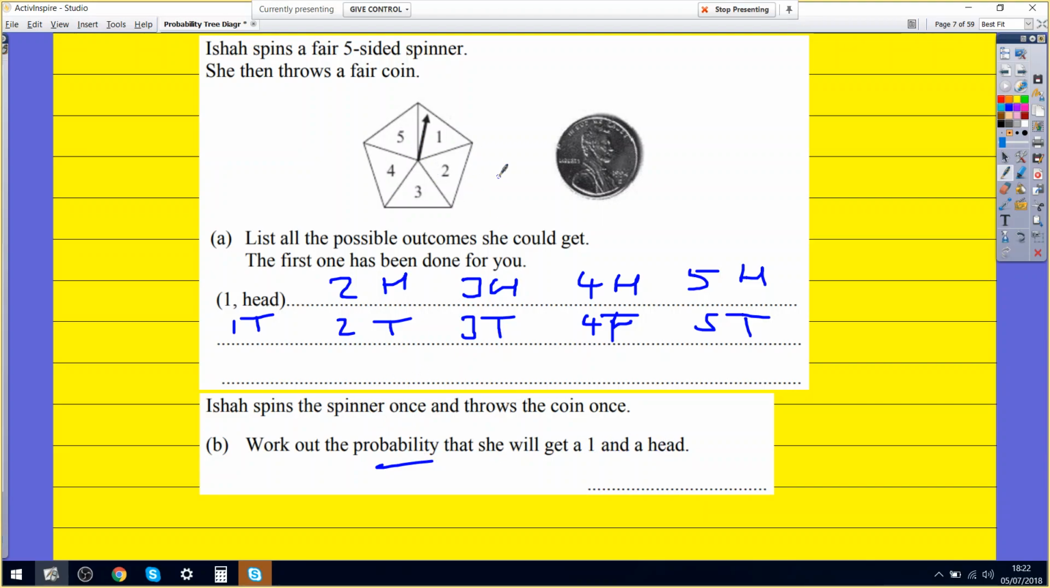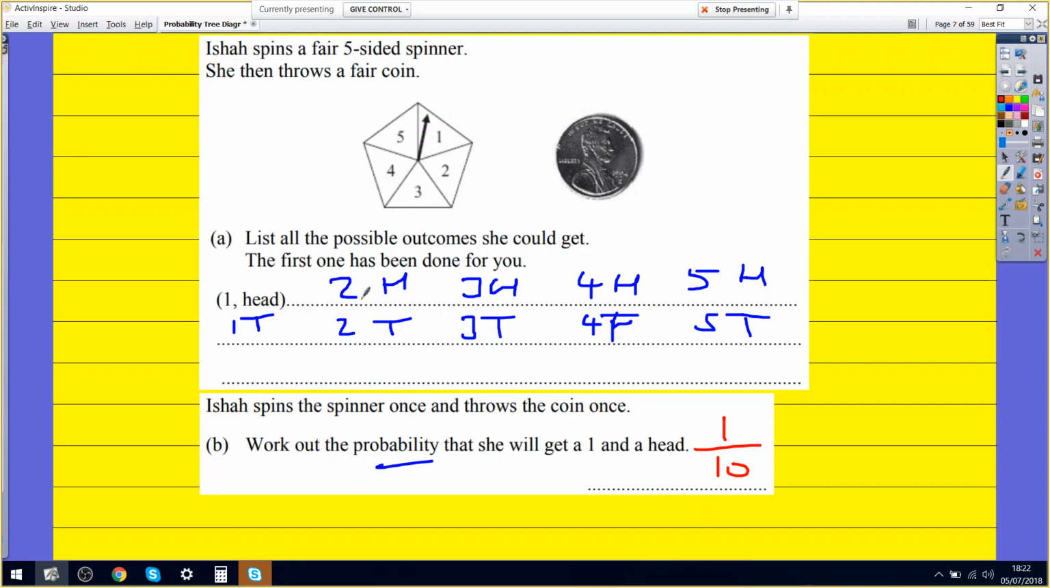She spins this once, she flips this once. What's the probability she gets 1 and a head? One out of 10. Well done. Yeah, basically 10 possibilities in total. So total outcomes is 10, and there's one successful one, 1 and a head.